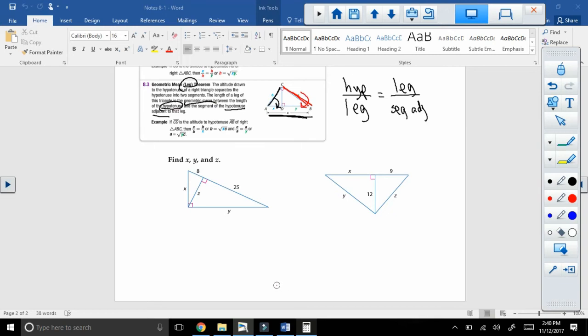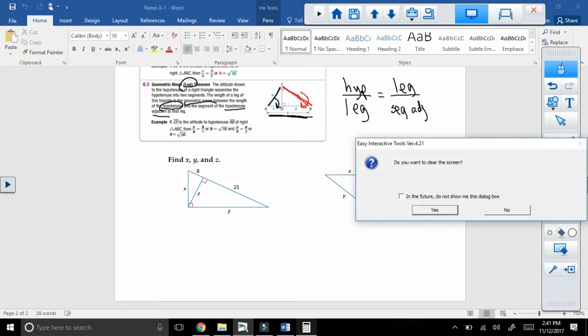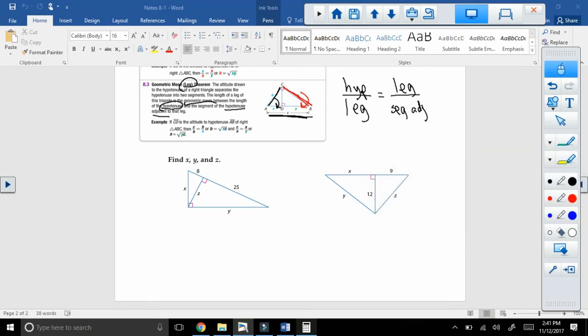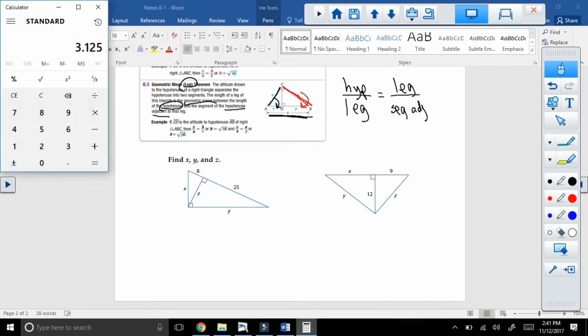So here's how the questions are going to look. And just like before, because we're doing geometric mean, I don't want these numbers as decimals. I would like to have them as simplified radicals when we can. Sometimes they'll work out to be exact whole numbers, and that's fine. Let me grab the calculator again just so we have that.